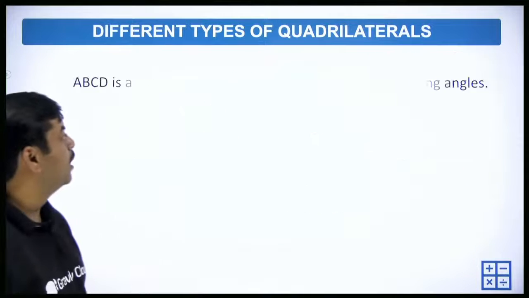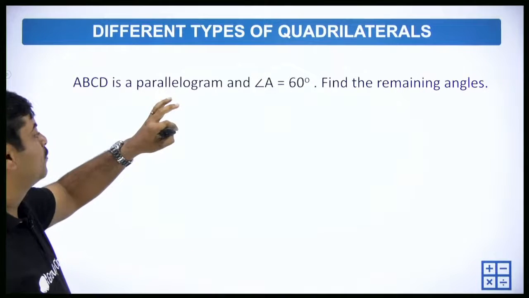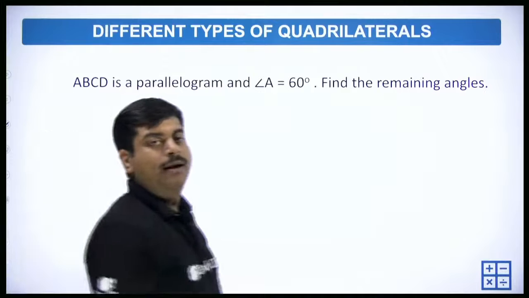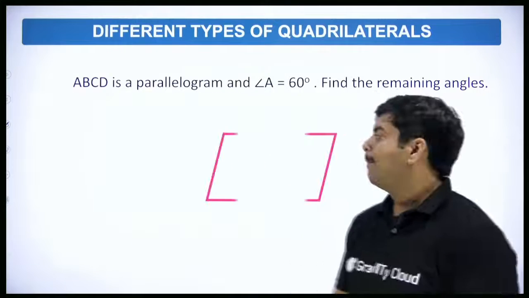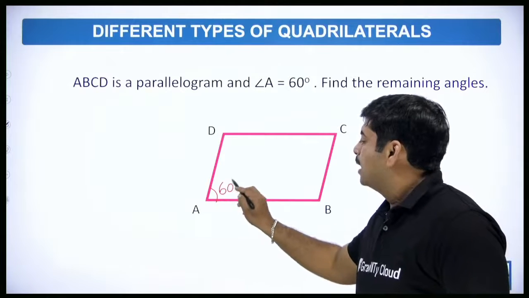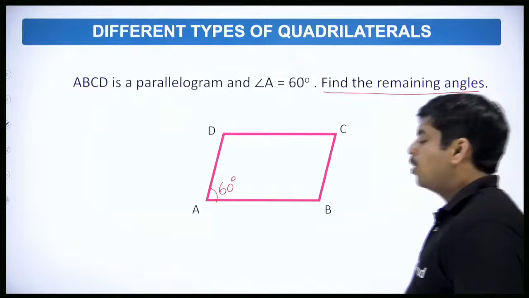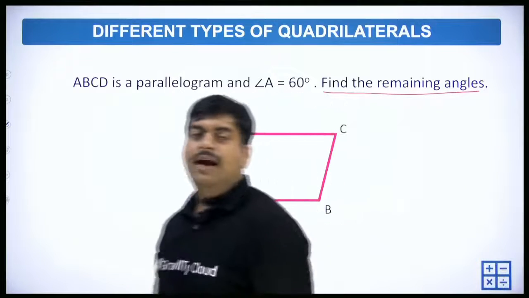Next one: ABCD is a parallelogram and angle A is equal to 60 degrees. Find the remaining angles. ABCD is a parallelogram, and angle A is given as 60 degrees. So how do we find this? We need to find the remaining angles.